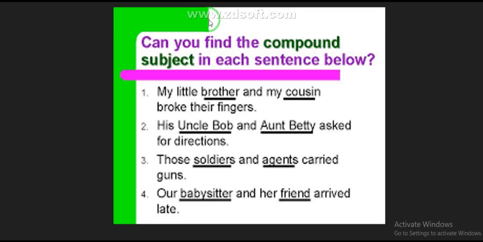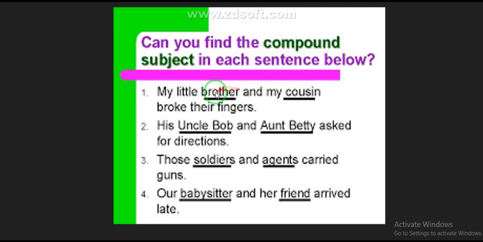Okay, now the compound subject. Here we have two subjects or more in each sentence. This means we have a compound subject. When we have two subjects, we have a compound subject. Number one, my little brother and my cousin broke their fingers. Here, who am I talking about? I'm talking about my little brother and my cousin. All of this here is the compound subject.